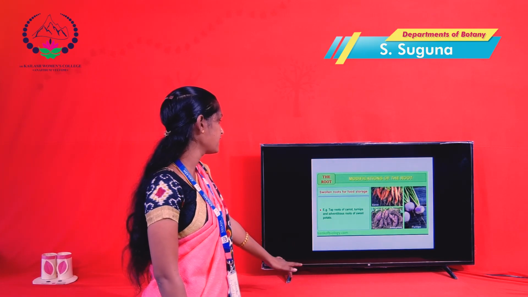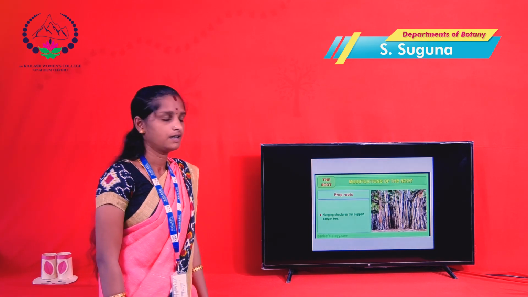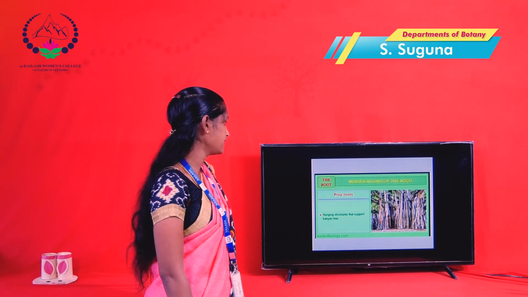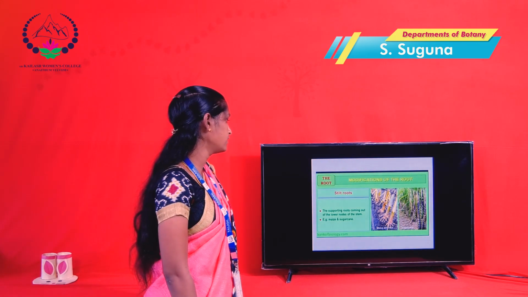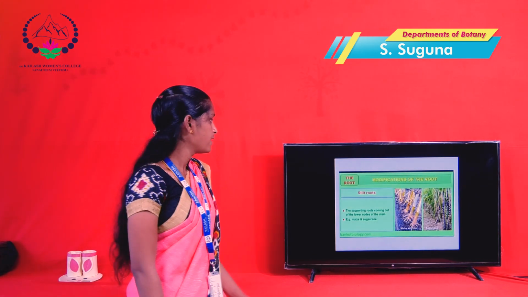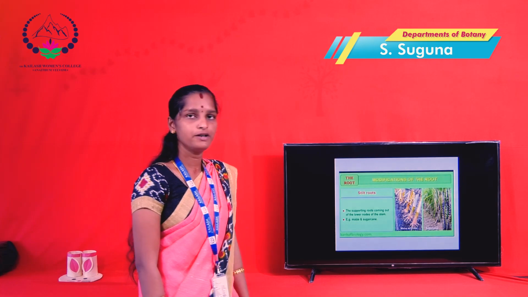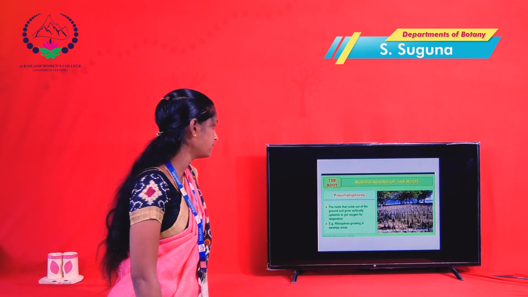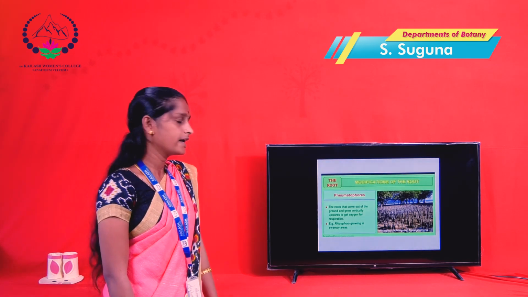First one is swollen roots. Example for taproot: carrot; adventitious root: sweet potato. Next one is prop roots, hanging structures that support the banyan tree. Next one is stilt roots, the supporting roots coming out of the lower nodes of the stem. Example: maize and sugarcane. Next one is pneumatophores. The roots come out of the ground and grow vertically upwards to get oxygen for respiration. Example: Rhizophora.